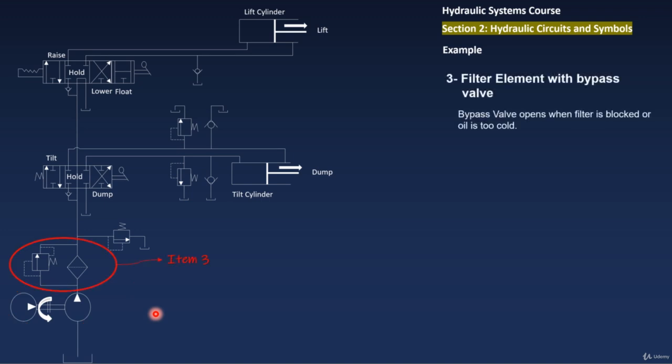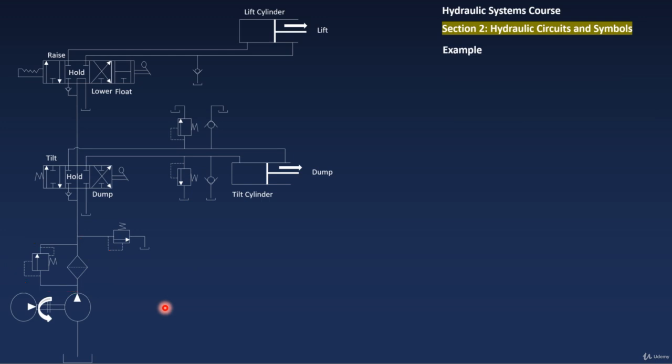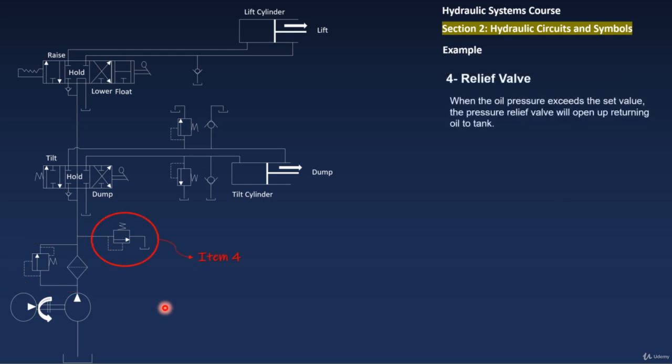After that, the next element will be the filter with a bypass valve. Here is the symbol of the filter, and this is a bypass valve. And this bypass valve will open when the filter is blocked or the oil is too cold. The next item will be the pressure relief valve, and when the oil pressure exceeds the set value of this valve, then the pressure relief valve will open and the remaining or excess oil will return to the tank.